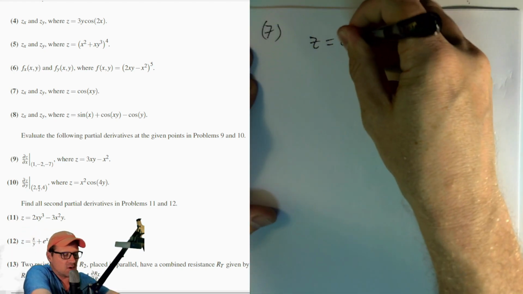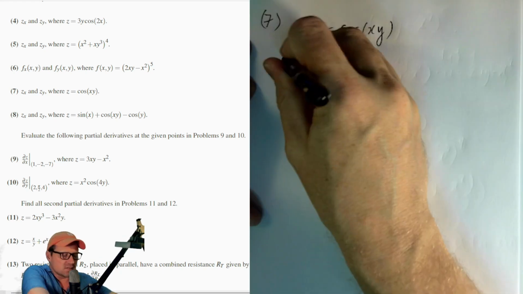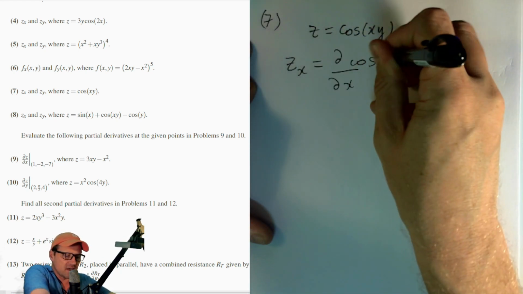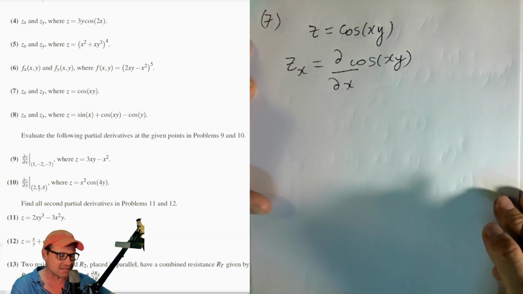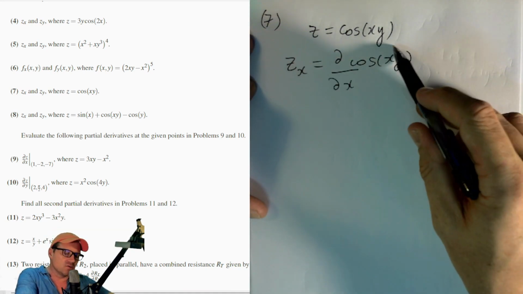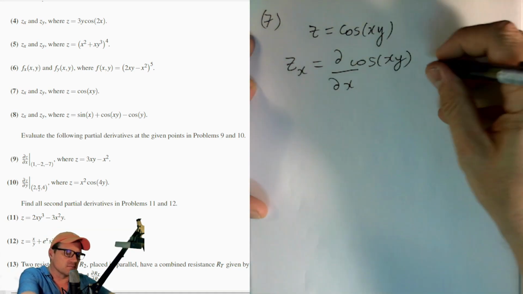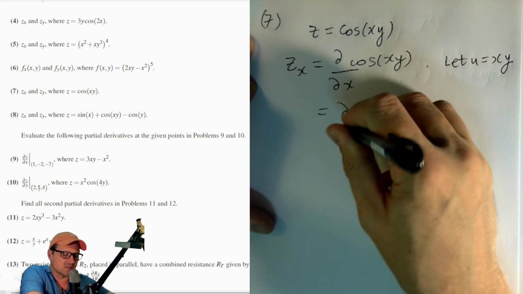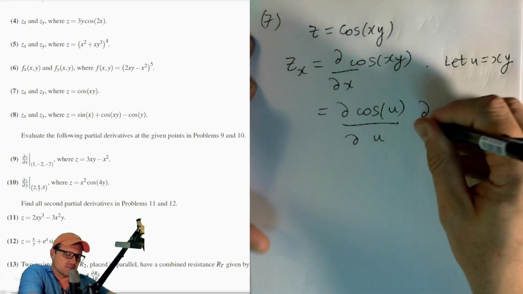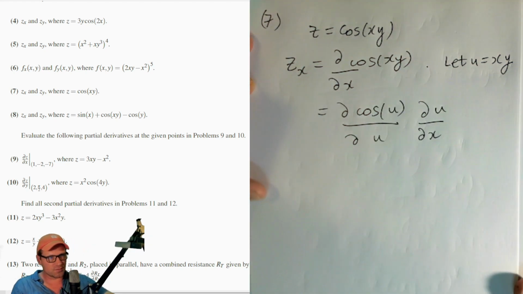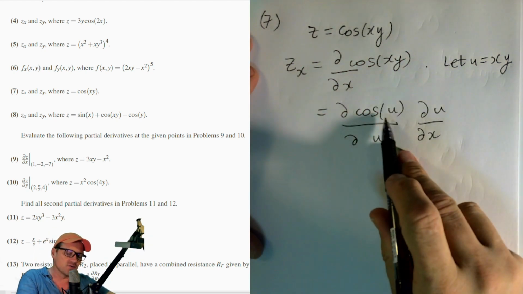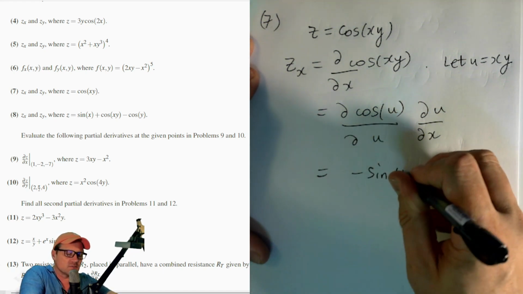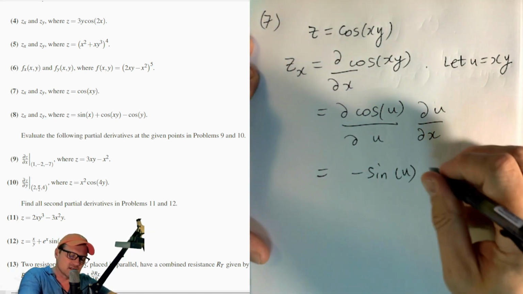z is equal to cos of x times y. So z subscript x is the derivative of cos of xy with respect to x. But we need to let u be equal to our inside function, x times y. And so using the chain rule, we've got the derivative of cos of u with respect to u times the derivative of u with respect to x. Okay, now the derivative of cos of u with respect to u is minus sine of u. And u here is x times y.